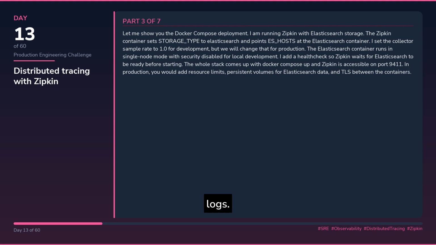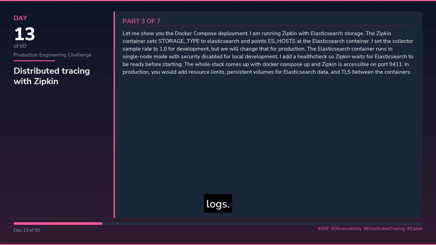I am running Zipkin with Elasticsearch storage. The Zipkin container sets storage_type to Elasticsearch and points ES_hosts at the Elasticsearch container. I set the collector sample rate to 1.0 for development, but we will change that for production. The Elasticsearch container runs in single-node mode with security disabled for local development. I add a health check so Zipkin waits for Elasticsearch to be ready before starting.